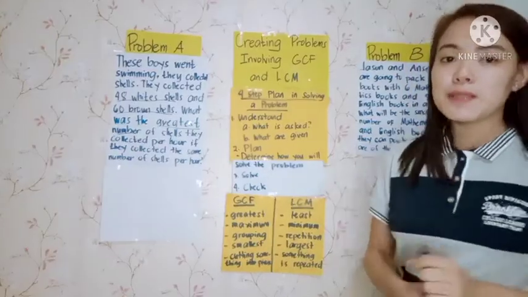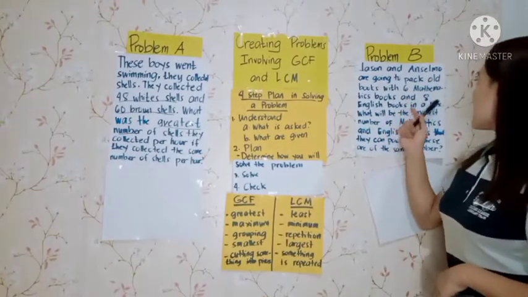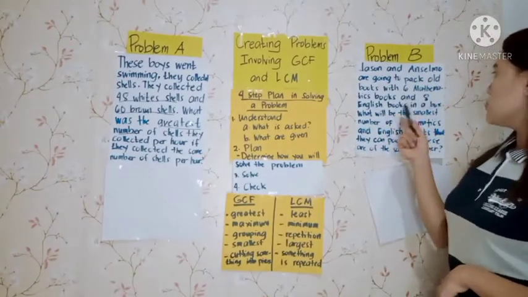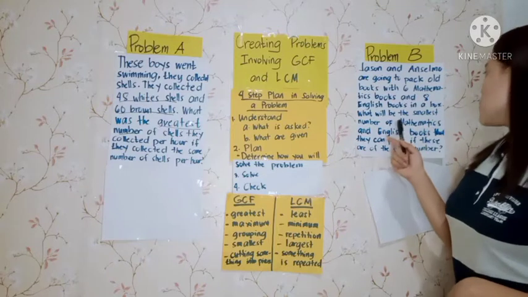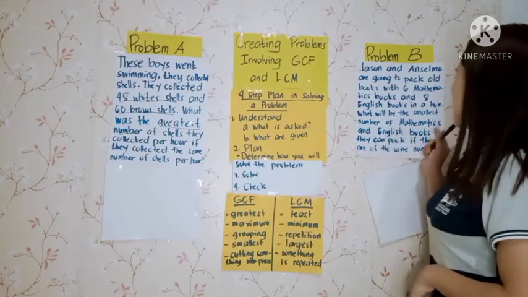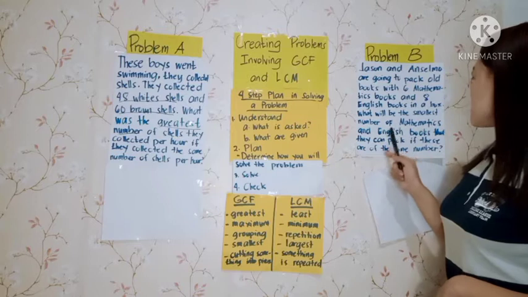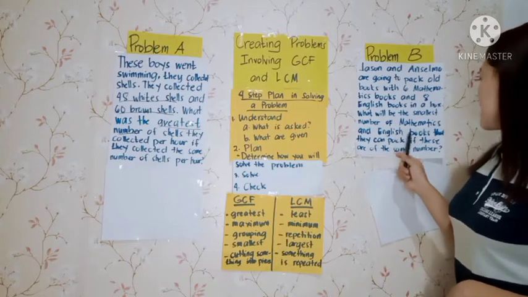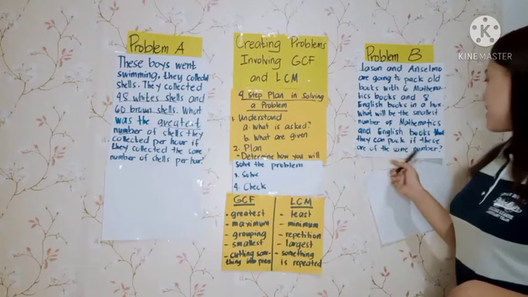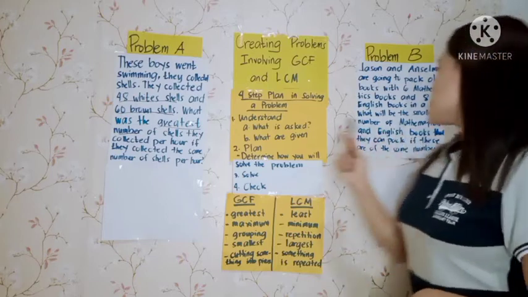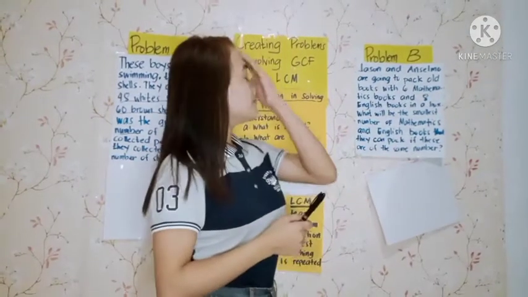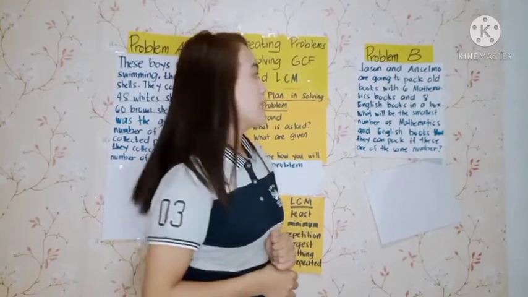Then, problem B. Jason and Anselmo are going to pack all books with 6 mathematics books and 8 English books in a box. What will be the smallest number of the mathematics and English book that they can pack if these are of the same number? So there are a problem naman.